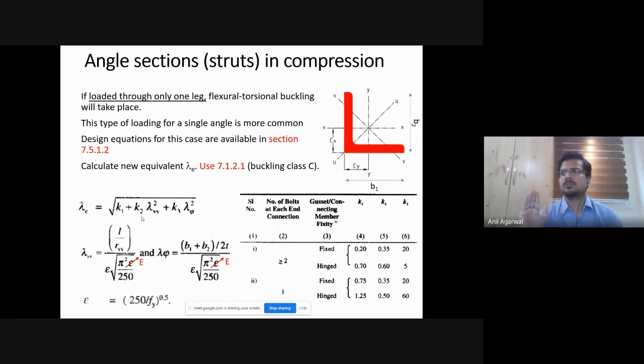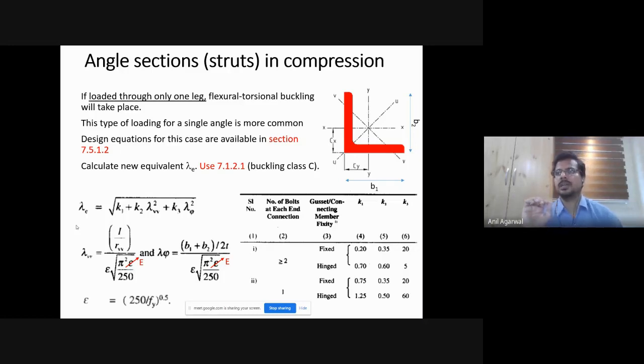So the code does not ask you to consider flexural torsional buckling about three different axes. It just asks you to consider one flexural torsional buckling, which is a combination of flexure in the weak axis and torsion. These formulae are all given to you. You use the K1, K2, K3 factors to get the effective slenderness, and then you use the same equations which were developed for flexural buckling. Only what we are doing is that in that flexural buckling equation, we are substituting the value of lambda with the equivalent slenderness, which accounts for the flexural torsion.